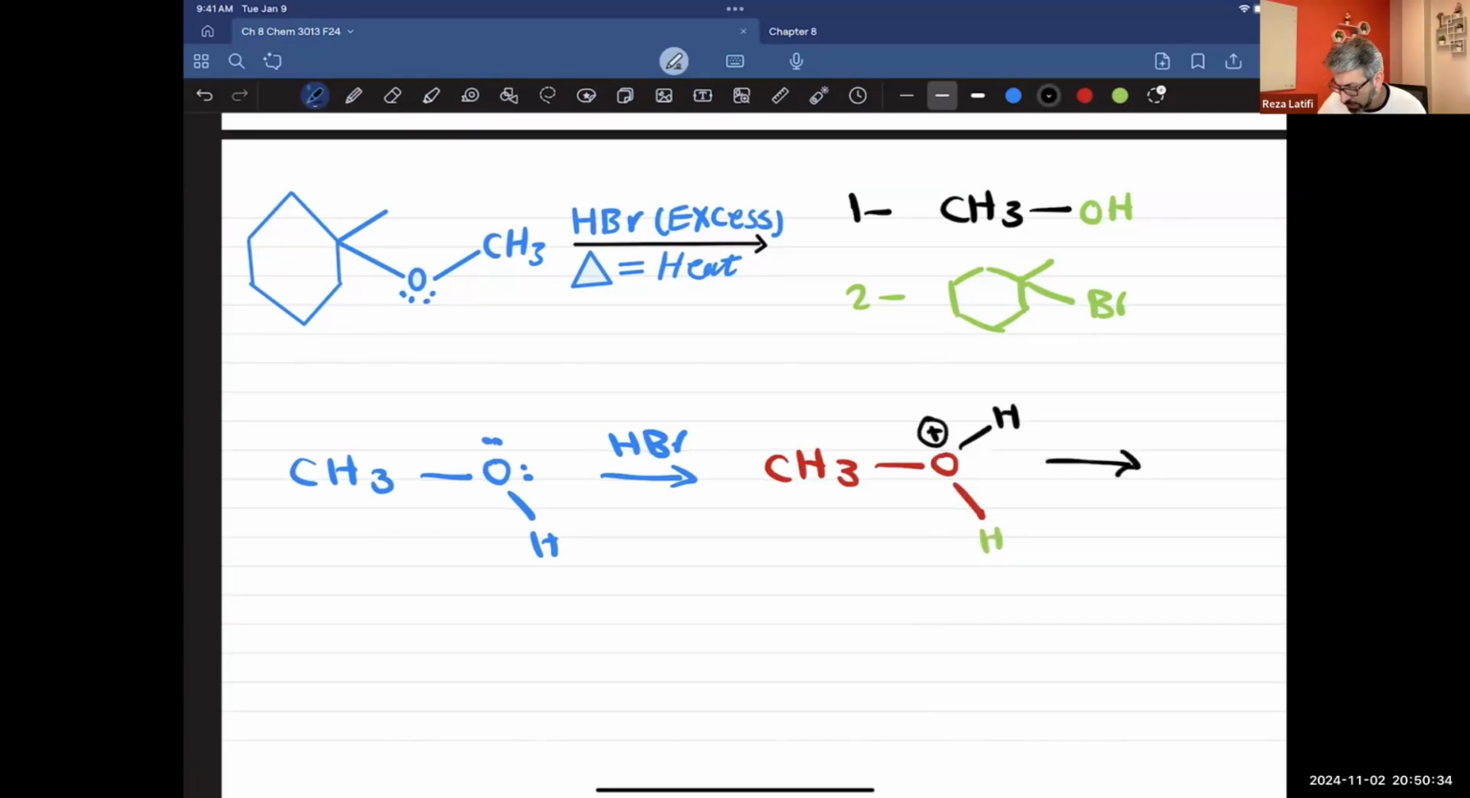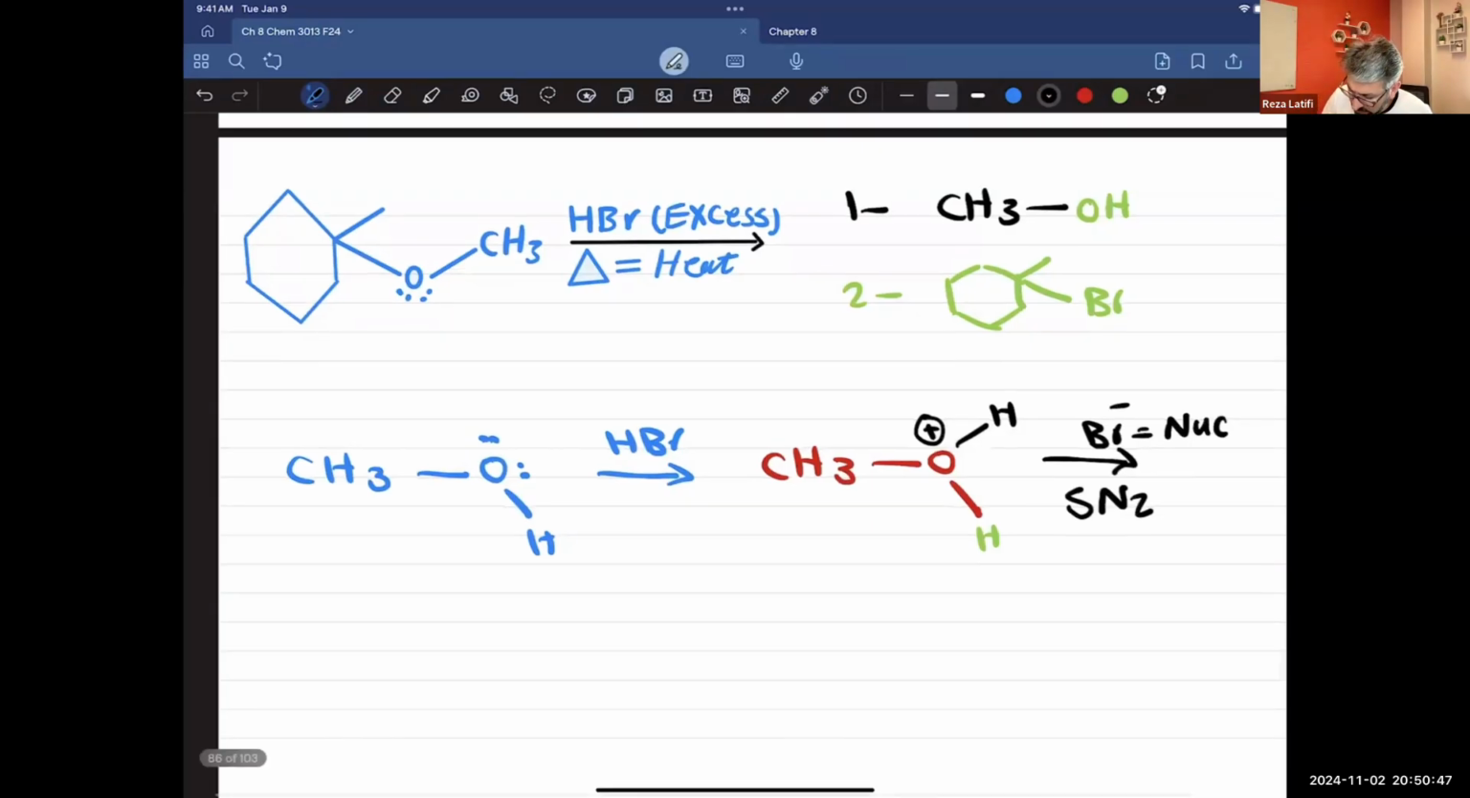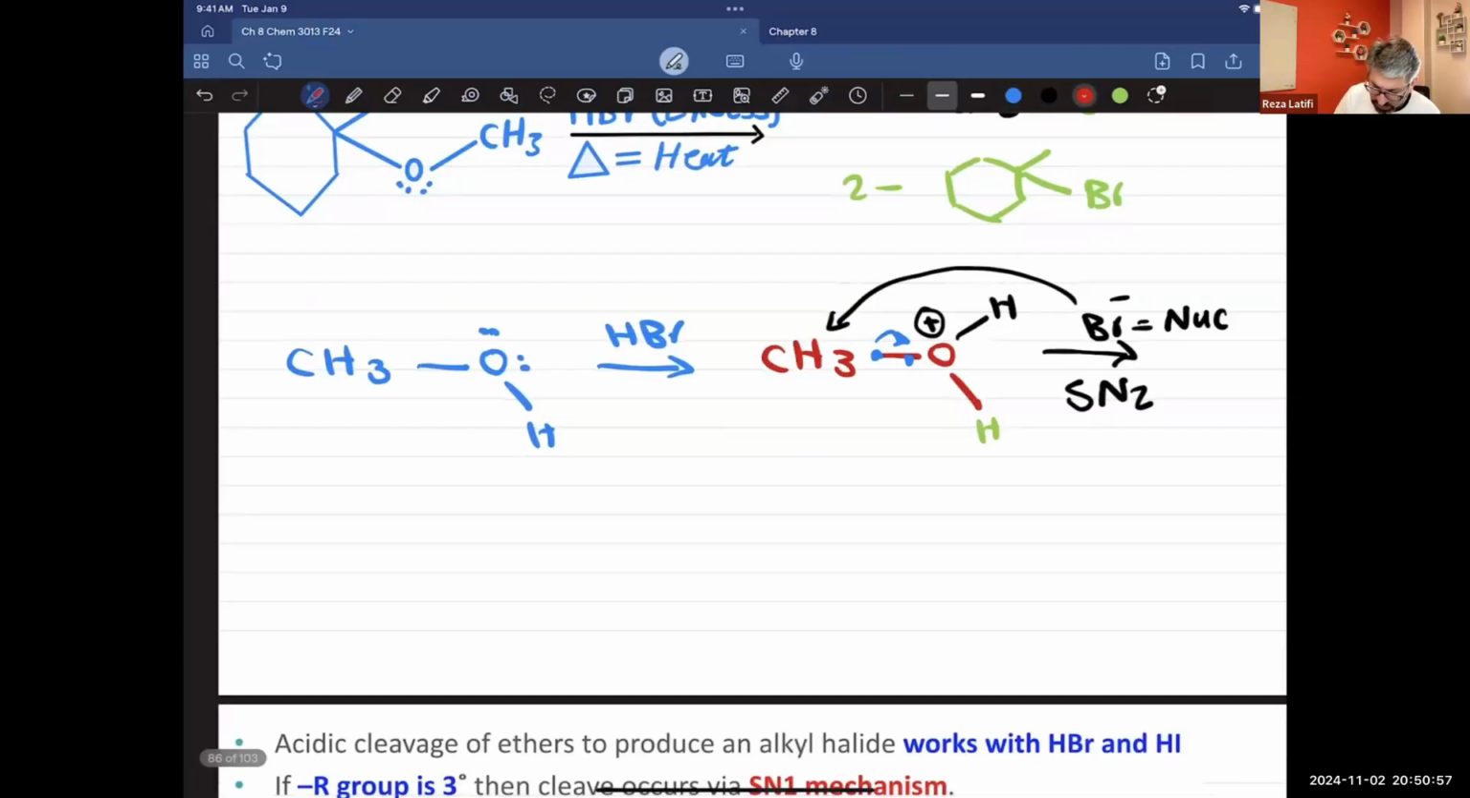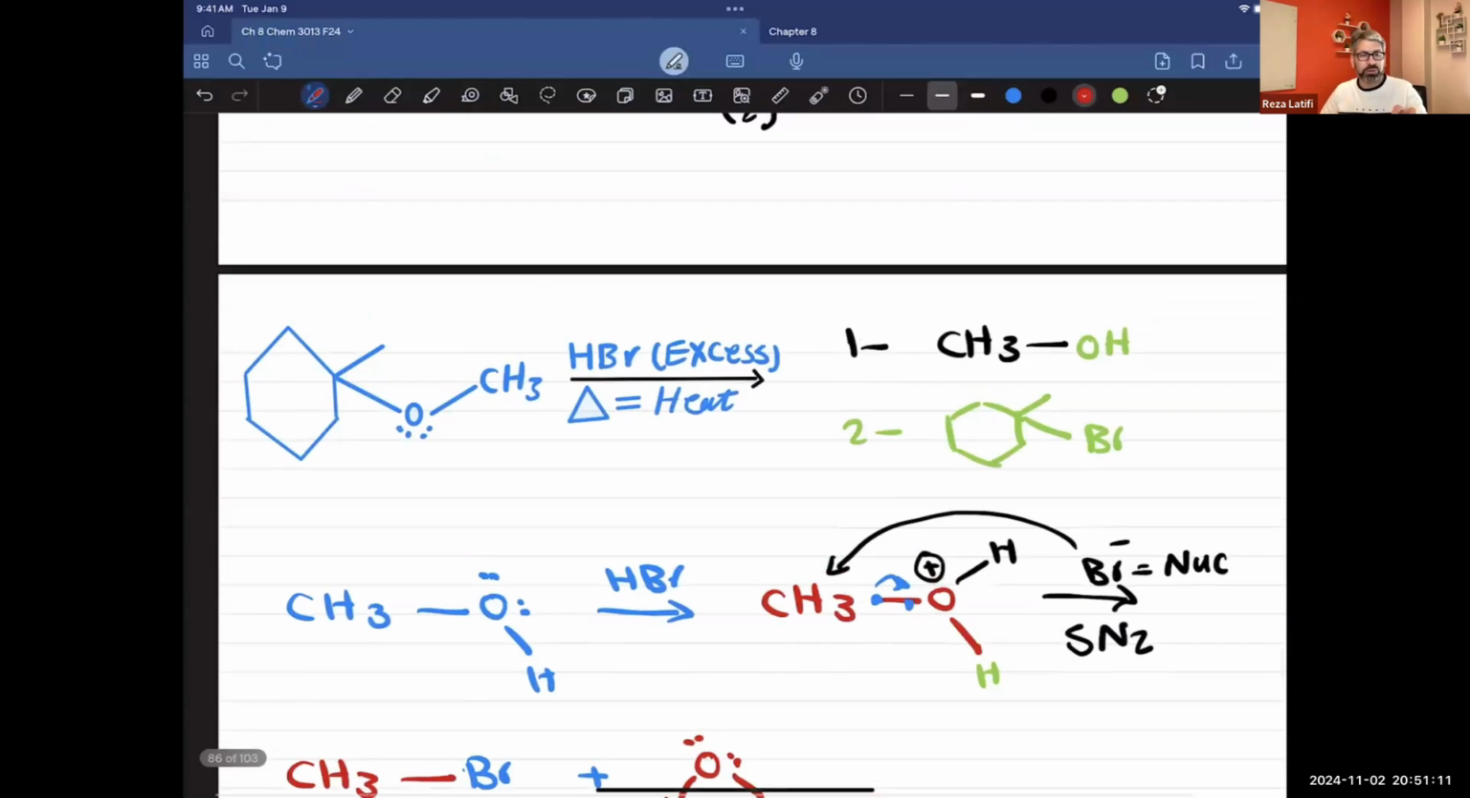And now in the next step, Br minus is going to behave as a nucleophile. Now we will have an SN2 reaction. So the first product is going to get involved in an SN2 reaction, and the bromide will go after this carbon, and oxygen will take those two electrons. It will leave the system, and we get this one as the final product, CH3 attached to bromide, plus water. Technically, I removed this oxygen atom, and I simply attached the iodide or bromide to both alkyl carbons.